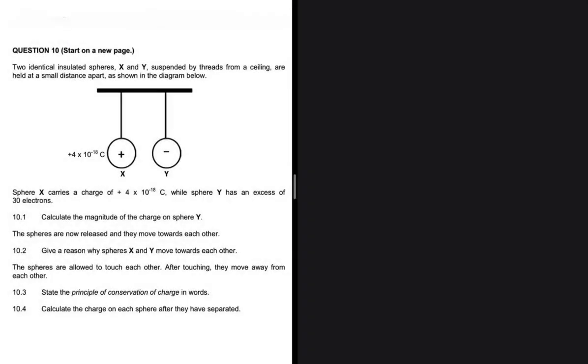We have sphere X that carries a charge of 4 times 10 to the minus 18 coulombs, while sphere Y has an excess of 30 electrons. The first question, 10.1, is saying let's calculate the magnitude of the charge on sphere Y.